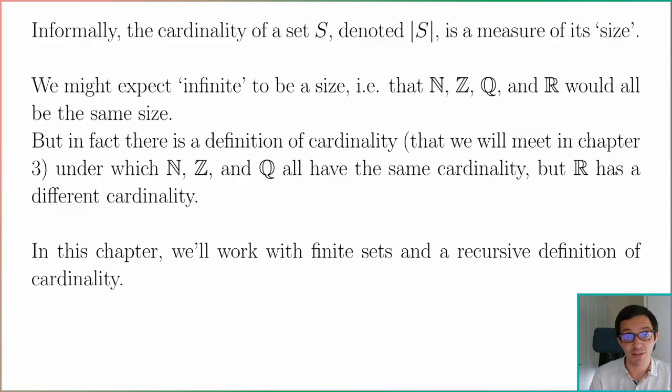There's a definition of cardinality, which we're going to see in chapter 3, under which the naturals, the integers, and the rationals all have the same cardinality, but the reals, that set has a different cardinality. It's a different size, if you like, which is maybe surprising. There's this definition of cardinality for infinite sets that has subtle distinctions between different infinite sets.